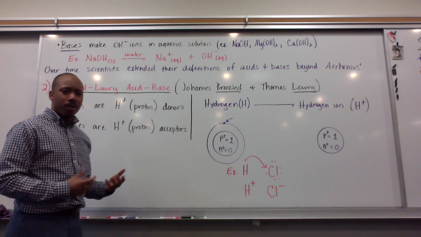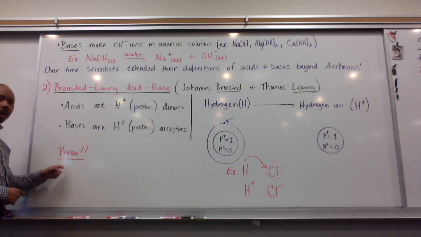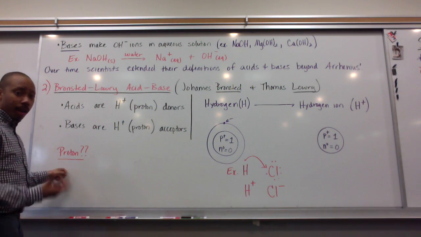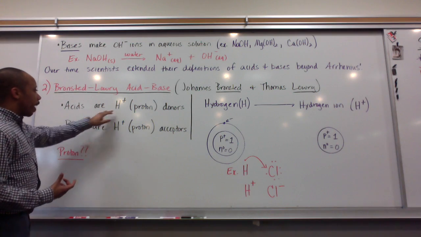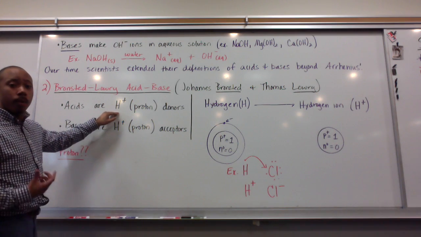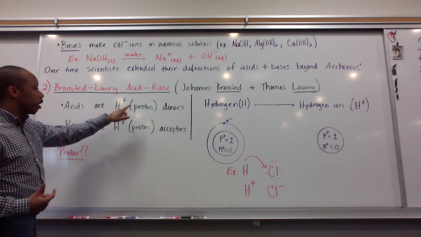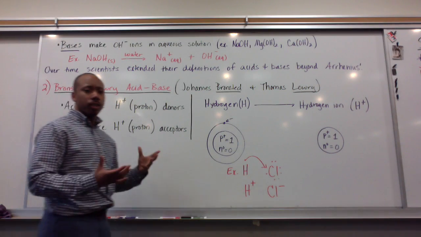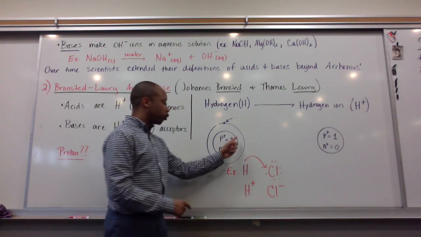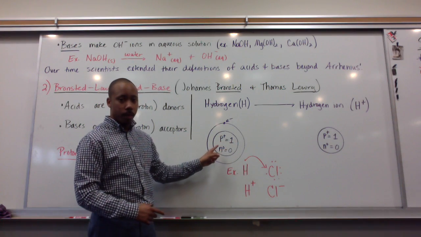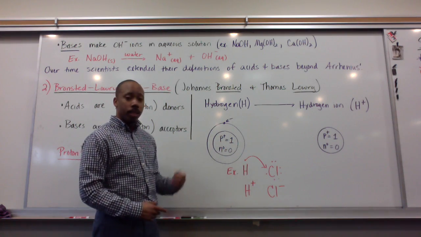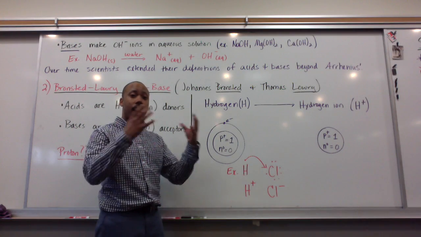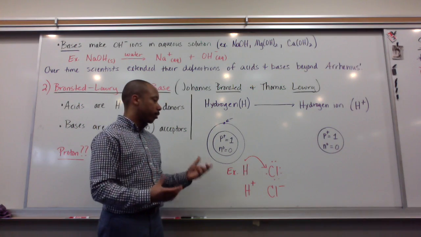You might be saying, well, wait, protons? What do you mean protons? We're talking about hydrogen here. You're right, we are. Now, H+, let's take a closer look at what that means. So acids are H+ donors, bases are H+ acceptors. Now let's look at hydrogen. An atom of hydrogen has a central nucleus here, represented by this small circle. In the nucleus, I have protons and neutrons, and around it I have my electrons, of course.